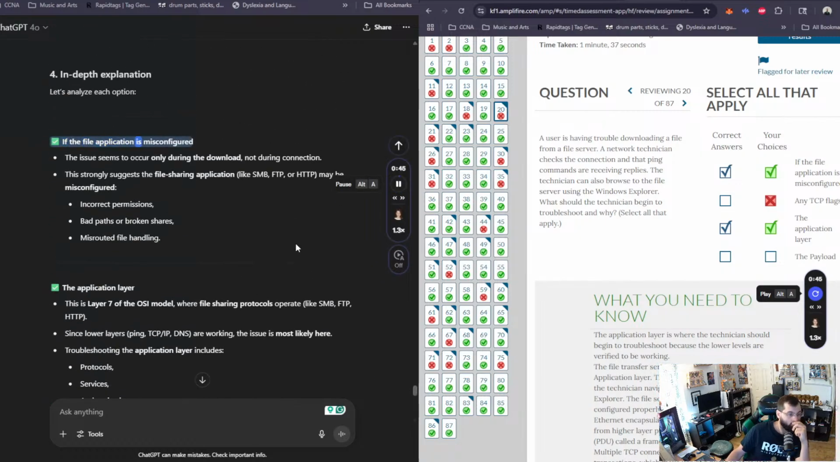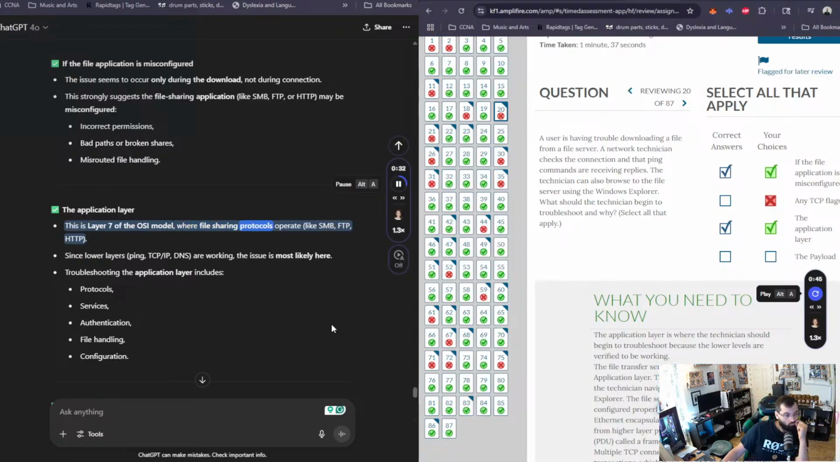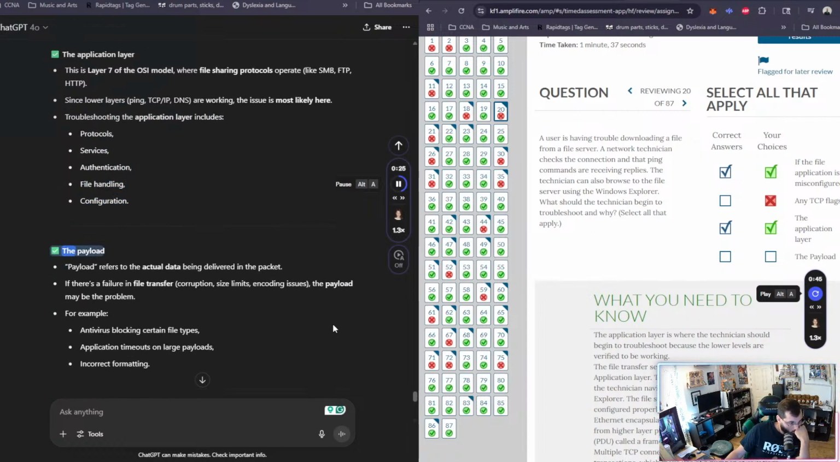If the file application is misconfigured, the issue seems to occur only during the download, not during connection. This strongly suggests the file sharing application, like SMB, FTP, or HTTP, may be misconfigured. Incorrect permissions, bad paths or broken shares, misrouted file handling, the application layer. This is layer 7 of the OSI model, where file sharing protocols operate, like SMB, FTP, HTTP. Since lower layers, ping, TCP, IP, DNS, are working, the issue is most likely here. Troubleshooting the application layer includes protocols, services, authentication, file handling, configuration, the payload.